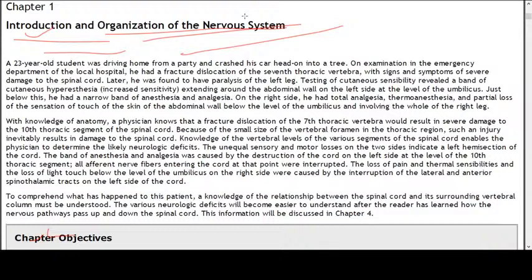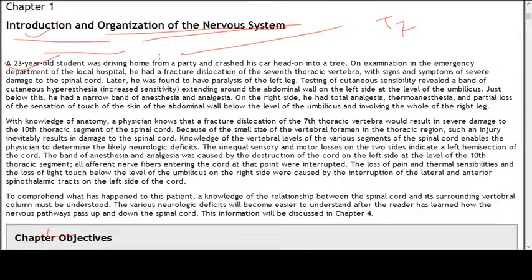Okay, so we have already gone through the questions and topics. Now let's go to the chapter: introduction and organization of the nervous system. A 20-year-old student was driving home from a party and crashed his car head on. On examination in the emergency department of the local hospital, he had a fracture dislocation of the 7th thoracic vertebra. Thoracic vertebra T7 was fractured and displaced, with signs and symptoms of severe damage to the spinal cord.